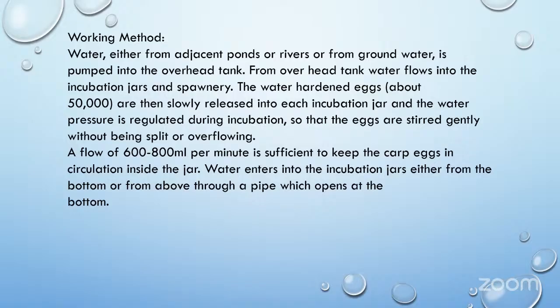A flow of 600 to 800 ml per minute is sufficient to keep the carp eggs in circulation inside the jar. Water enters into the incubation jars either from the bottom or from above through a pipe which opens at the bottom.